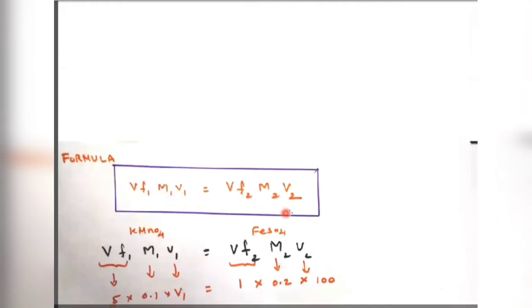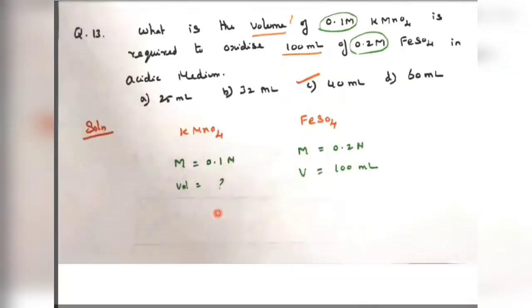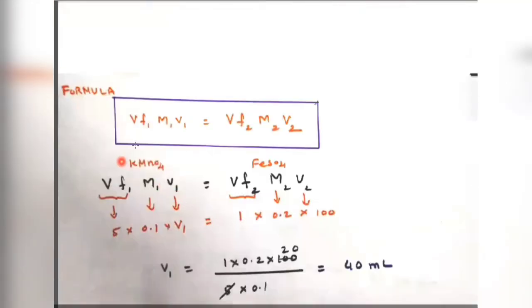So here M1V1 is equal to M2V2, but here the valency factor has to be used. I already told you, that is N1. So Vf1 into M1 into V1 equals Vf2 into M2 into V2. The valency factor of potassium permanganate is 5. The valency factor of ferrous sulfate is 1. All these are given, only the volume V1 is not given.